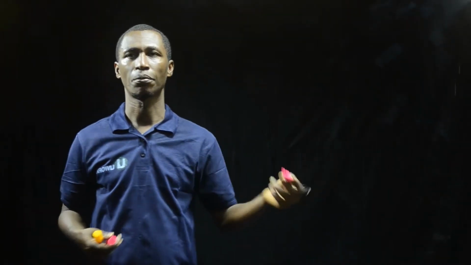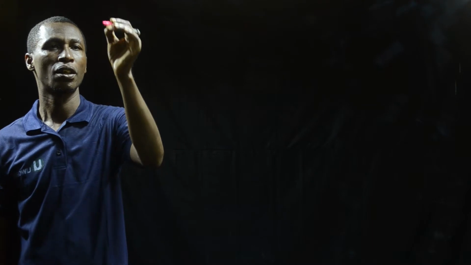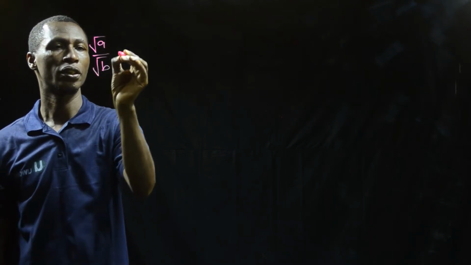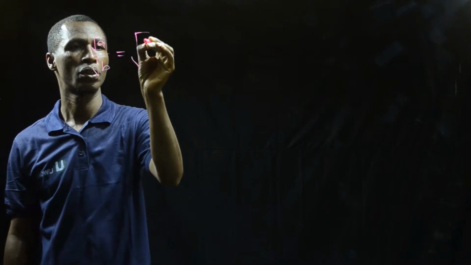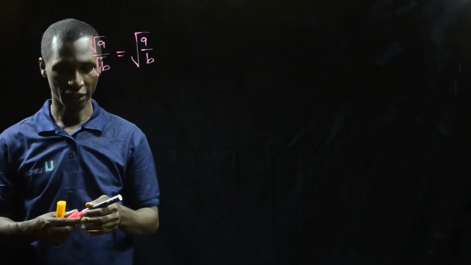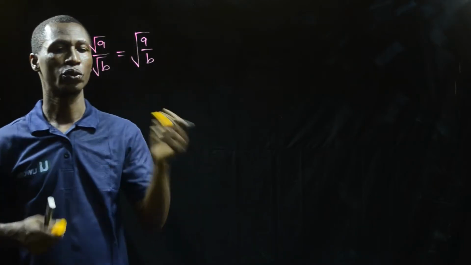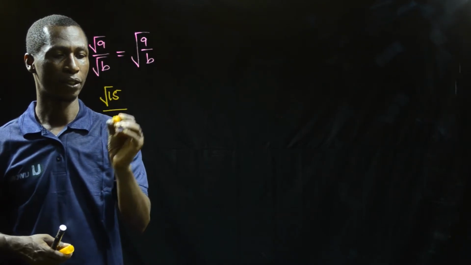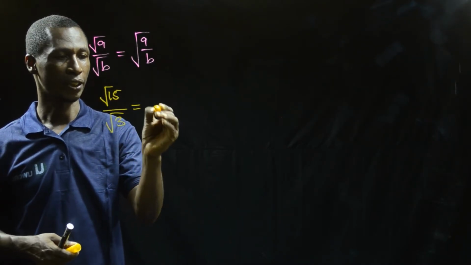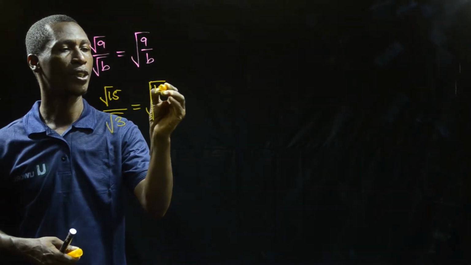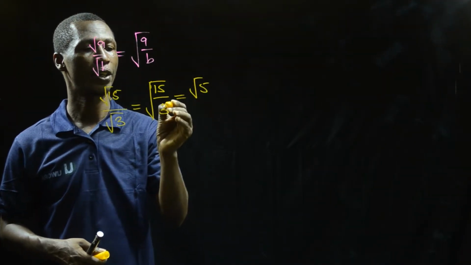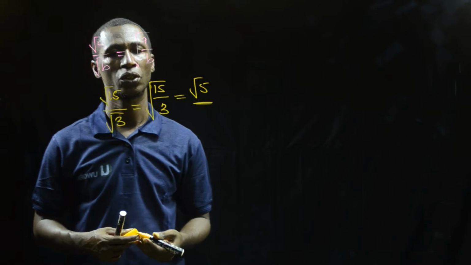So we look at another law which says that if we have Z given as root A divided by root B, it is equal to root of A over B. For instance, if we have root of 50 divided by root of 3, it is equal to root of 15 divided by 3, which will give you root of 5, because 3 will go into 15 five times. So this one becomes your solution.